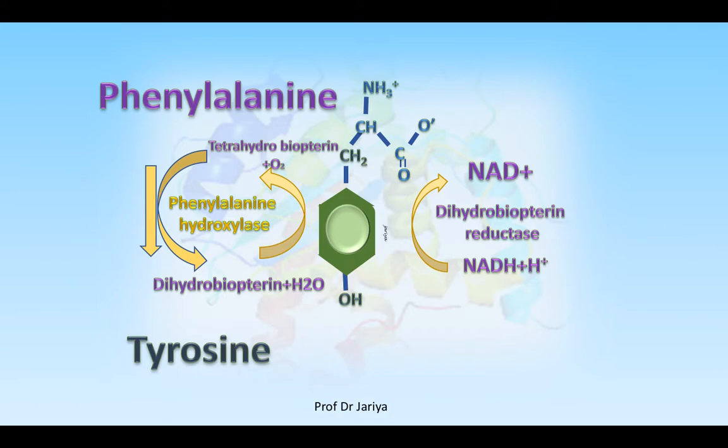Tetrahydrobiopterin is not derived from a vitamin. It can be synthesized in the body from GTP. However, as is the case for other coenzymes, the body contains its limited amounts. Therefore, dihydrobiopterin must be reconverted to tetrahydrobiopterin for the reaction to continue to produce tyrosine.